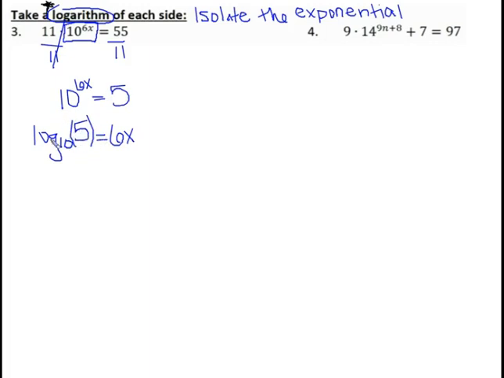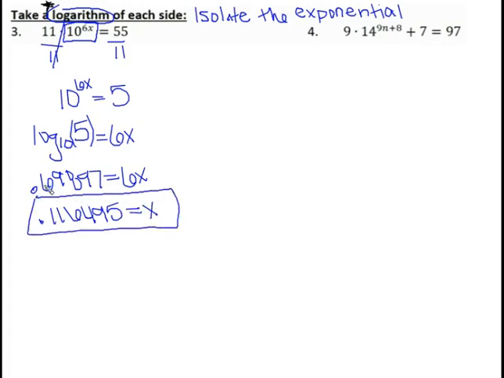So what we can do is try to figure this out actually. On your calculator, if you take log base 10 of 5, I believe you get 0.69897. And then when we divide by 6, we get 0.116495.